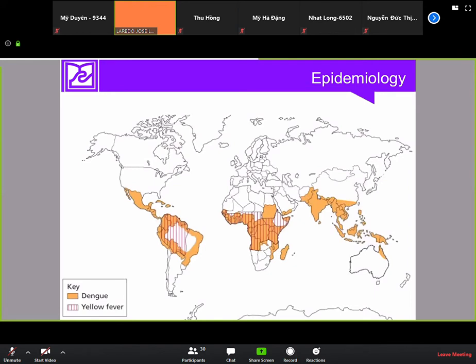Look, in this picture, I show you dengue and yellow fever, both. Dengue in orange color. We have a lot of dengue in Asia. With red stripes, I show you yellow fever. So sub-Saharan Africa and South America, but not in Asia, and we don't know why.